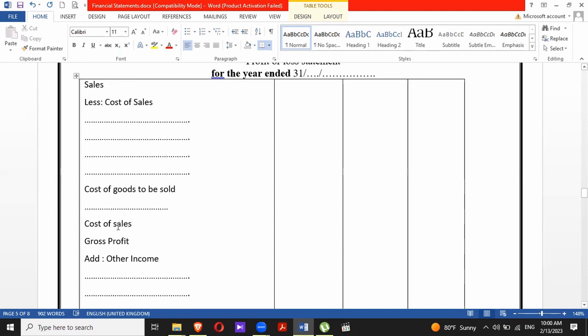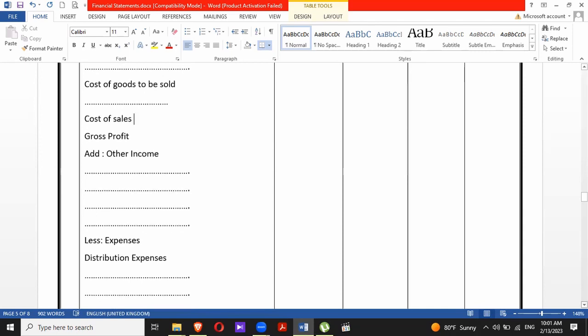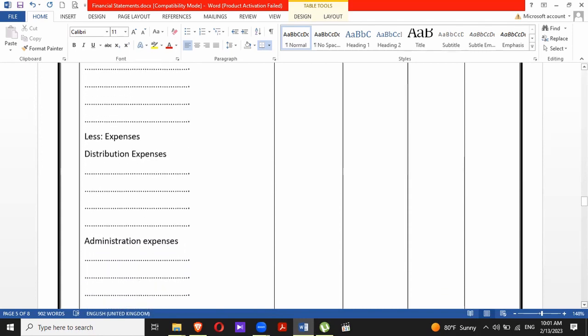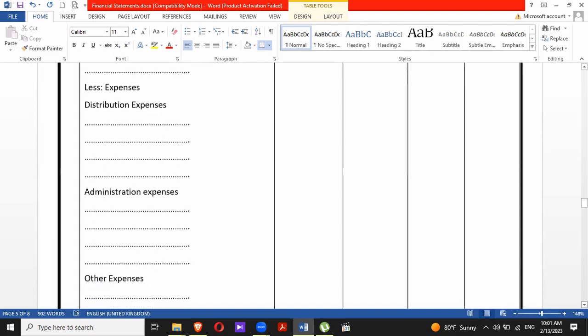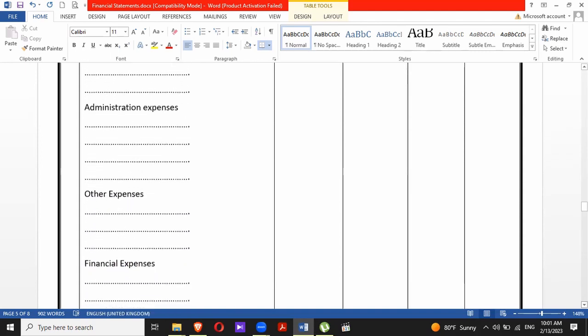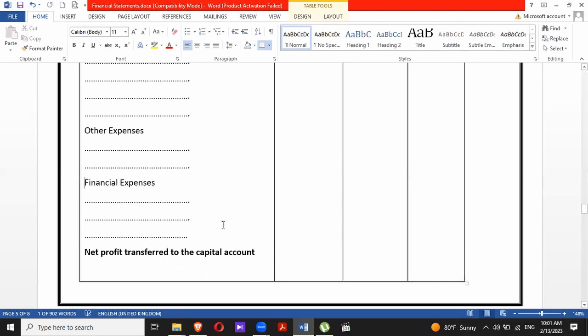Finally, sales minus cost of sales we call gross profit. Then write the title other income; there should be 3-4 lines. Then less expenses. First, distribution expenses, there should be 4 lines. Administration expenses, 4 lines. Then other expenses, 3-4 lines. Then financial expenses, 2-3 lines is enough.